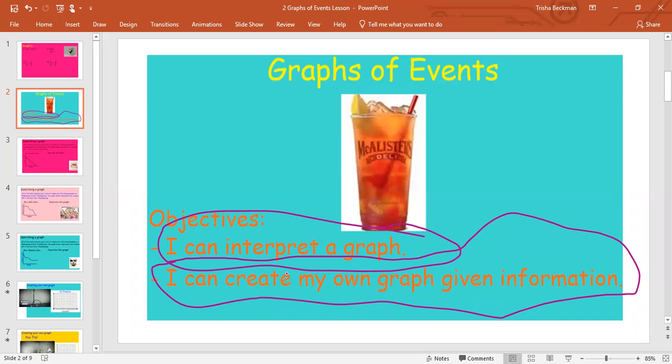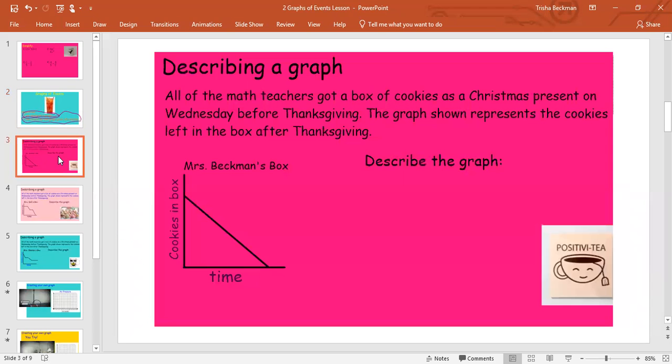Let's start with the first one. So I'm going to give you a graph. This is a made-up story, but we're going to pretend that all of the math teachers got a box of cookies as a Christmas present on Wednesday before Thanksgiving. The graph below represents the cookies left in the box after Thanksgiving. All right, so this is my box of cookies here.